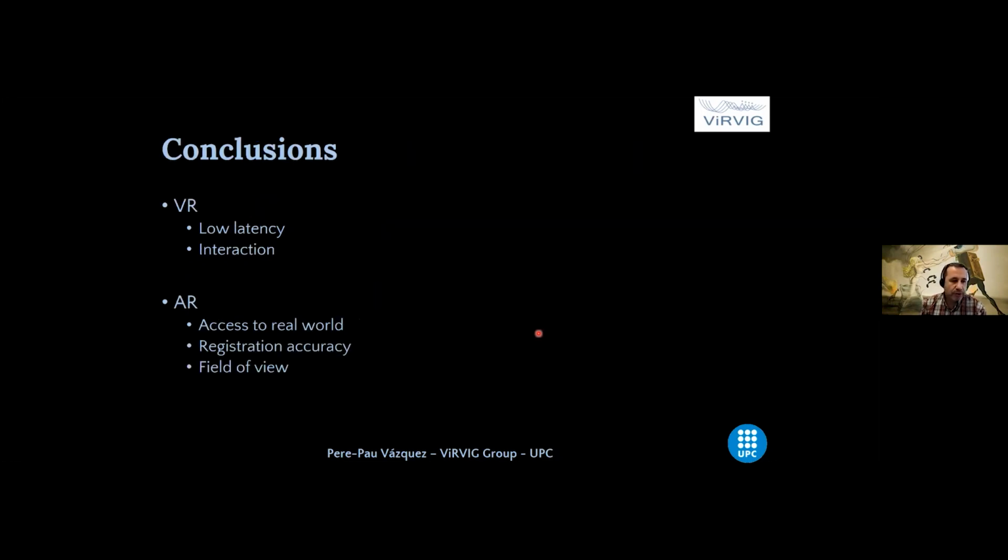So to conclude, if you want to do something in virtual reality, we have to have low latency. There are a lot of possibilities of interaction and collaboration that can be exploited with respect to desktop. And in augmented reality, it's important to have this real world data, registration accuracy, and we are limited by the field of view. And with this, I finish.